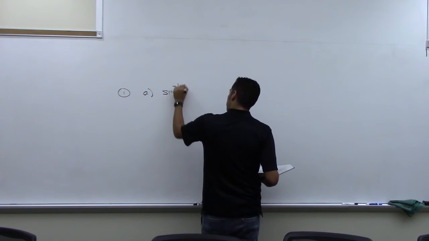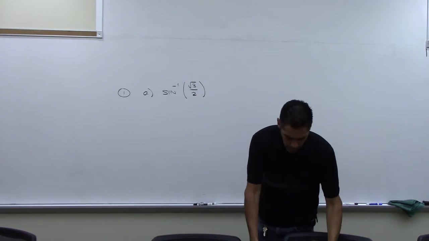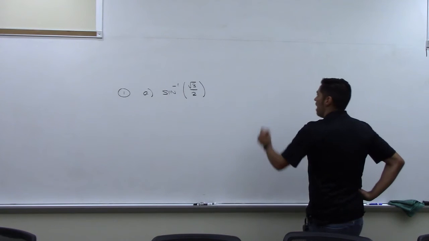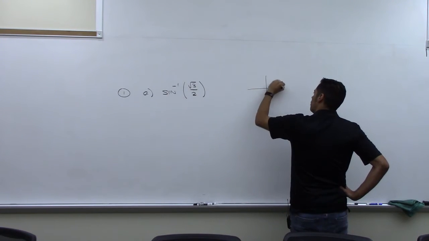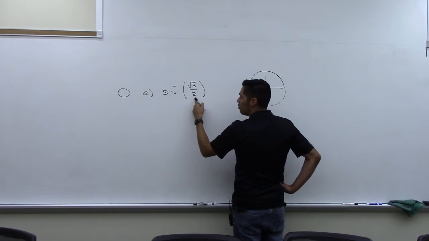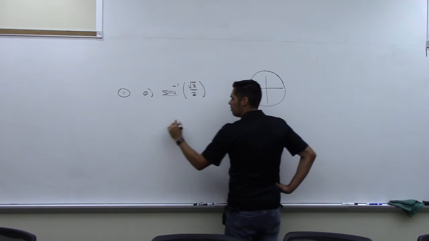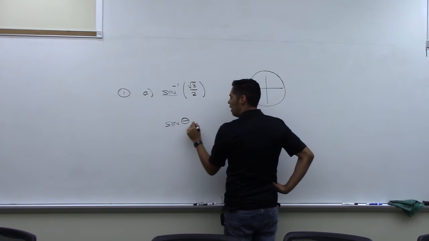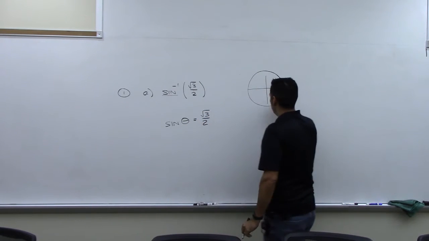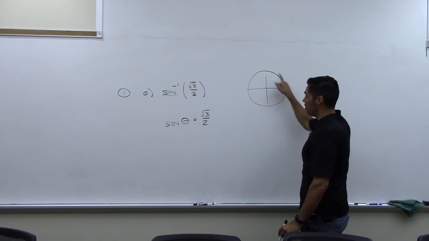So for part A it says to find arc sine of root 3 over 2. So what we want to do is remember that this is asking us where on the unit circle, at what angle, is the y-coordinate root 3 over 2. And the reason why we're saying y-coordinate is because this is arc sine. So this is really saying, sine of what angle? This is the question, what's theta that will give us root 3 over 2. And remember, on the circle, the x-coordinate is cosine of the angle, and the y-coordinate is sine of the angle.